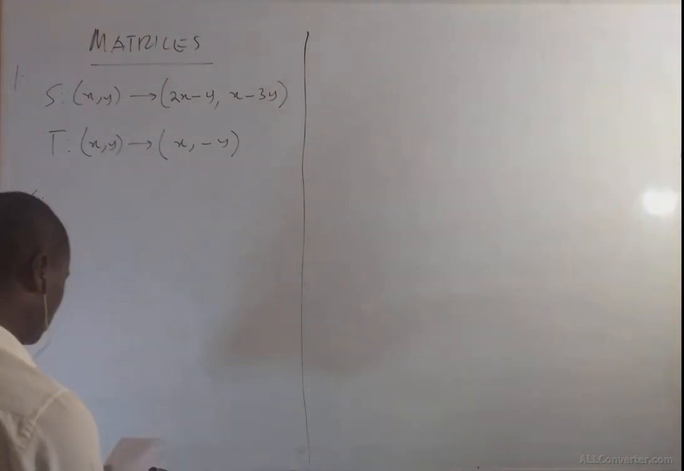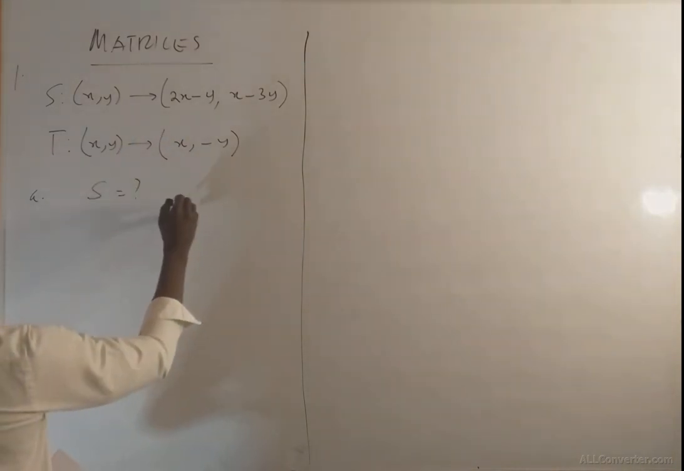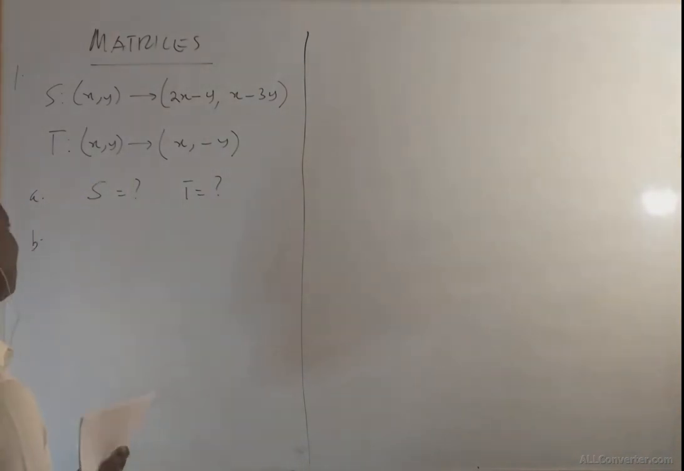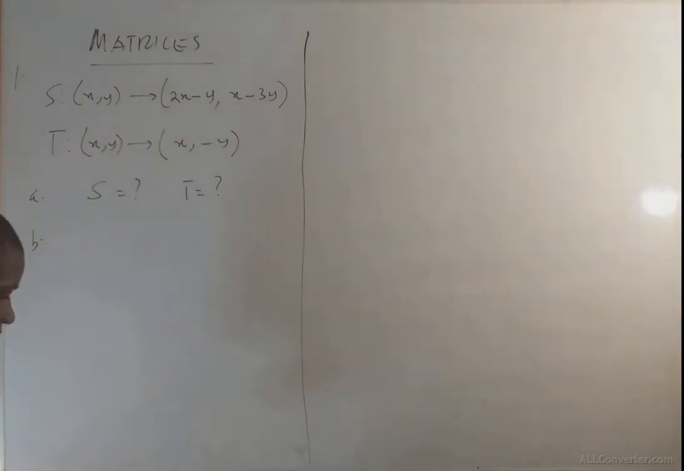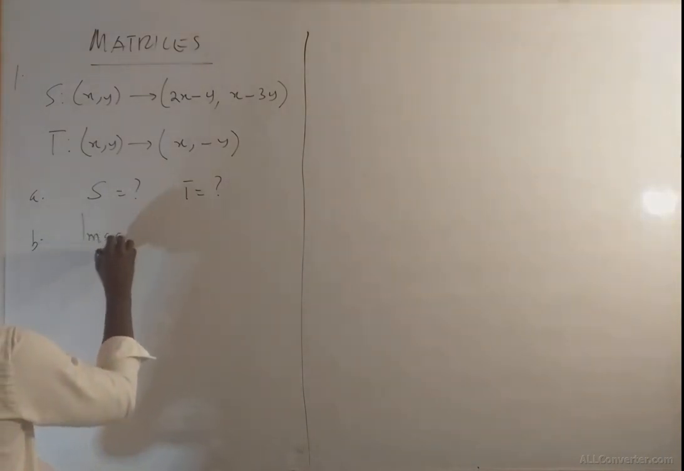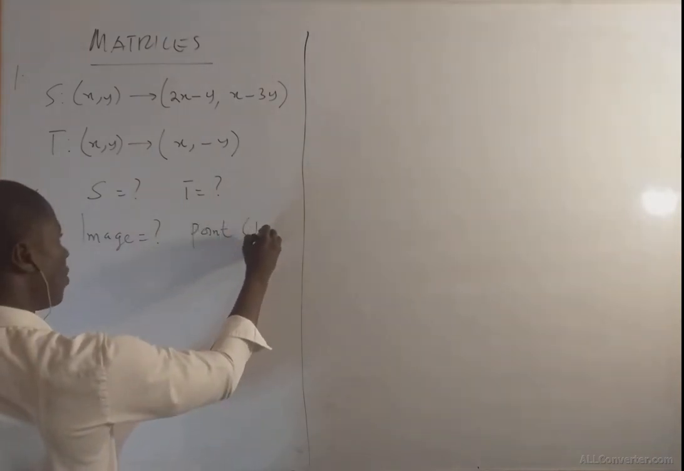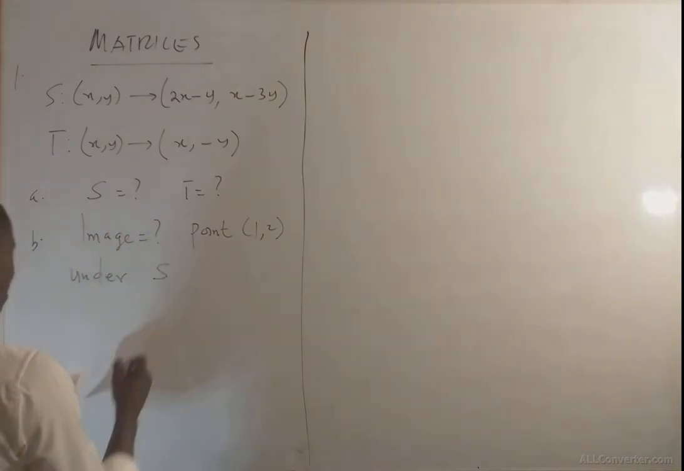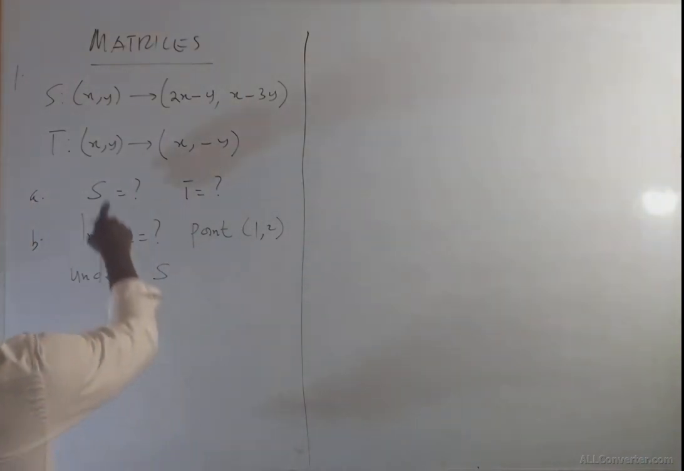The A part of the question: you have to write down the matrices S and T. So the matrix S is a question mark, matrix T is a question mark. These are the transformations we are given, and we have to write down the matrices. Now the B part: find the image of the point (1, 2) under S. That means you are supposed to use the matrix S.